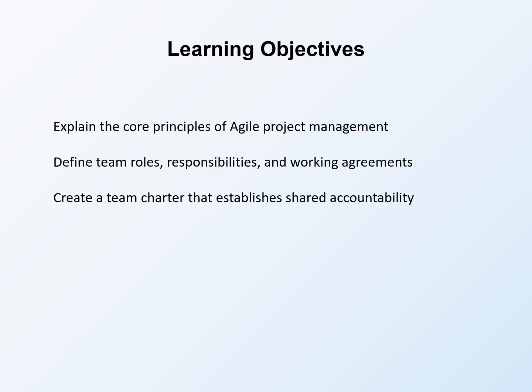By the end of this lesson, you'll accomplish three objectives. First, explain the core principles of Agile project management. We introduced Agile in Lesson 1, and now we'll go deeper into how it works in practice. Second, define team roles, responsibilities, and working agreements. Clear expectations prevent confusion and conflict later. And third, create a team charter that establishes shared accountability. This document becomes your team's constitution, the agreement that governs how you work together.